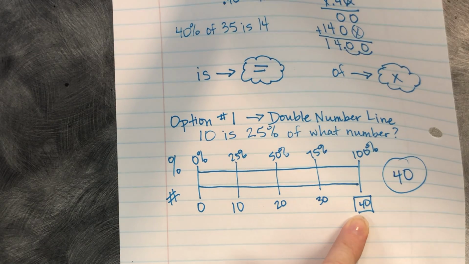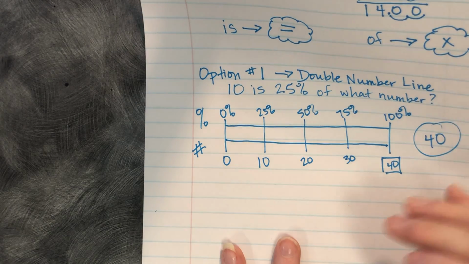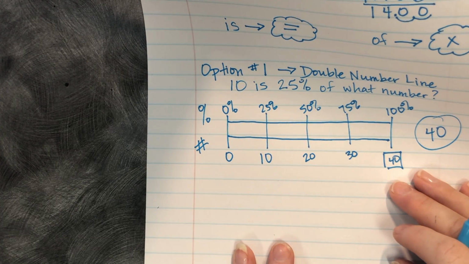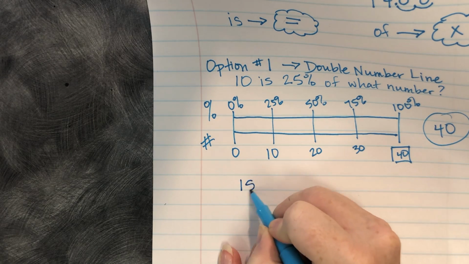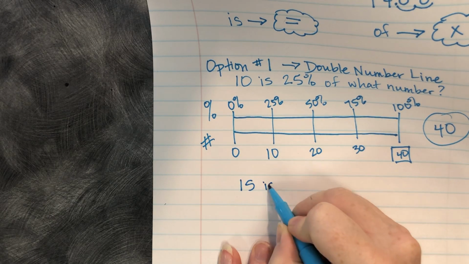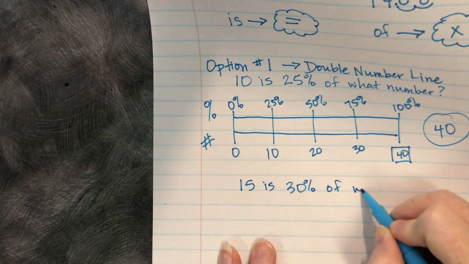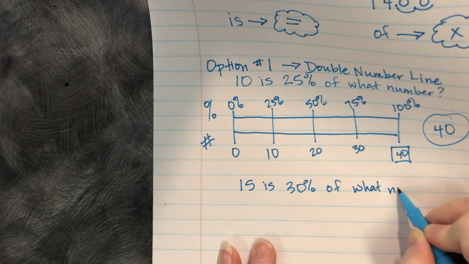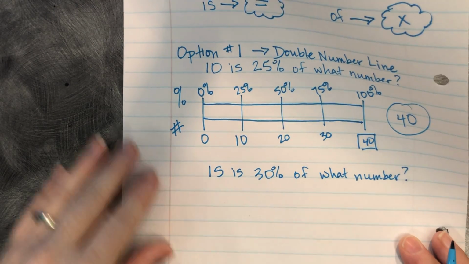40 is our solution. Let's try one more of those just like that so that we can get a feel for it. Okay? So let's say that we were asked to find 15 is 30% of what number? So we're going to do that same method again here, you guys.